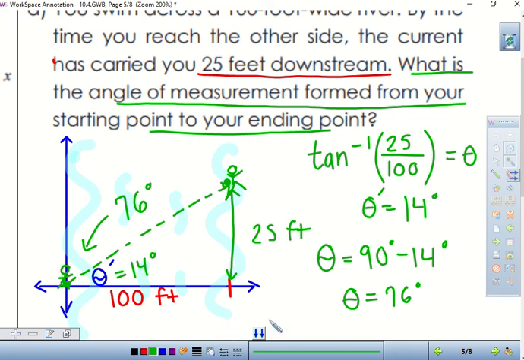So there's two measurements that have been created. The 14-degree angle, that's between the hypotenuse and the terminal side or the initial side. And then there's also the angle formed out here. So you have to be careful about these two, or these are the two answers here.